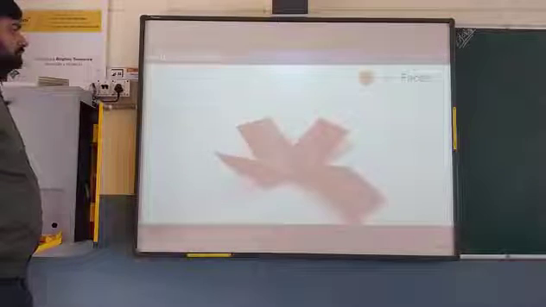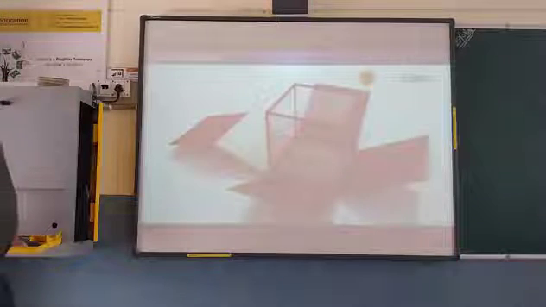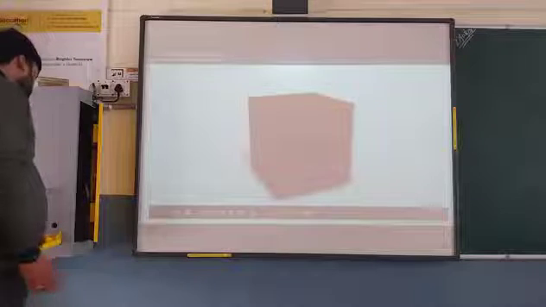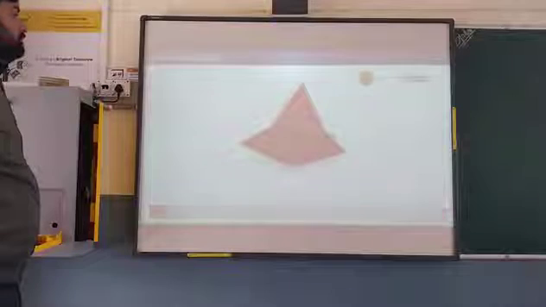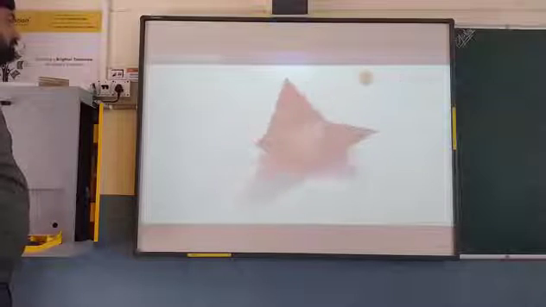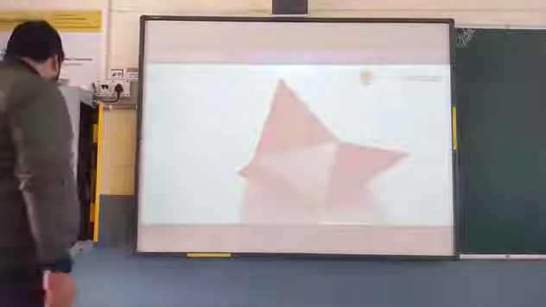The cube has 6 faces, 12 edges, and 8 vertices. So now you know what are edges, what are vertices. You must have learned about nets also, not required now. A triangular pyramid has 4 faces, 6 edges, and 4 vertices. Could you see it now properly here? The faces, the vertices, the edges.